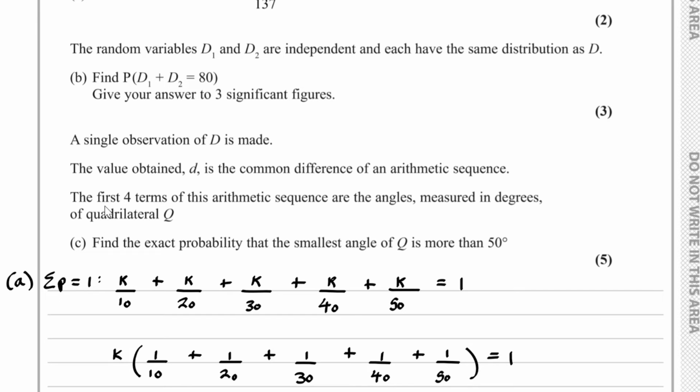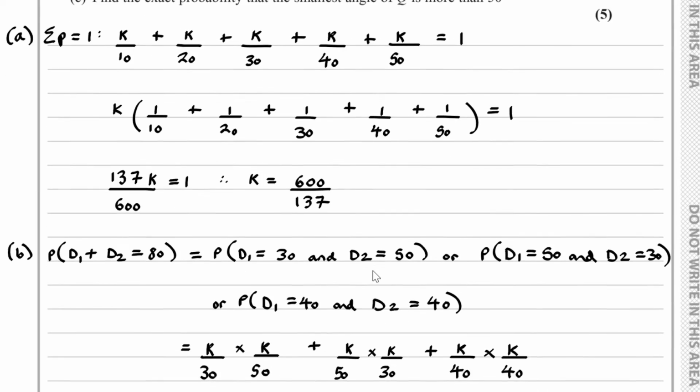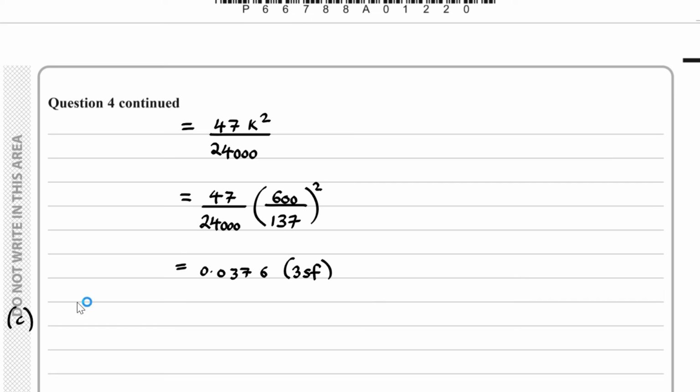Well, if we have 4 terms of an arithmetic sequence, and we have common difference D, you can see here that the angles are, well, the first angle, that will be A, the second angle will be A plus D, the third angle will be A plus 2D, and the fourth angle will be A plus 3D. You see over here we have a common difference of D.